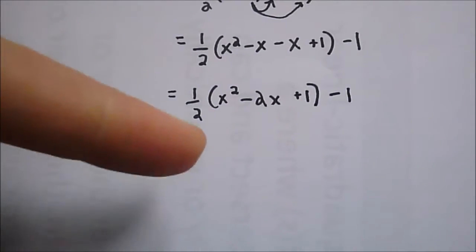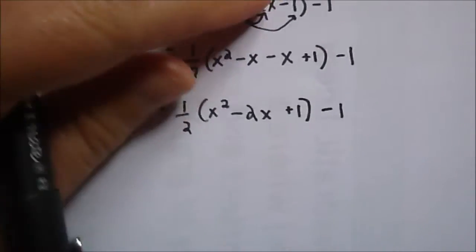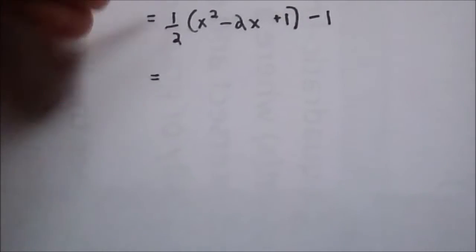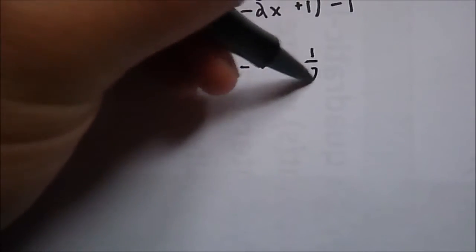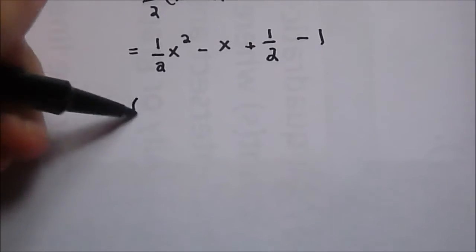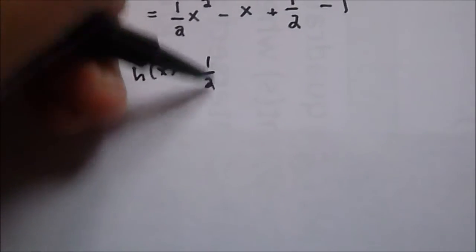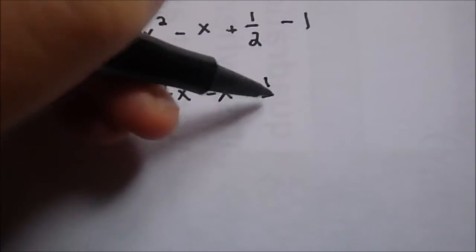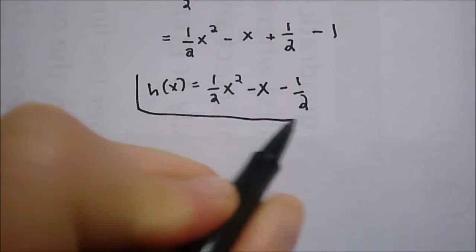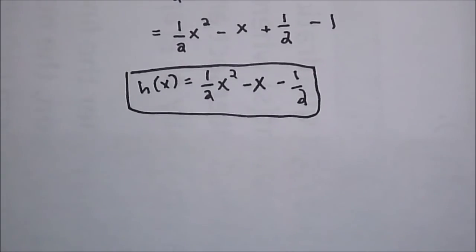Notice that I have not touched the 1/2 or the minus 1 yet. Now I can distribute my 1/2, so I end up with 1/2 x squared minus x plus 1/2 minus 1, and h(x) equals 1/2 x squared minus x plus 1/2 minus 1, which is equal to minus 1/2. So that is my final equation for h(x).